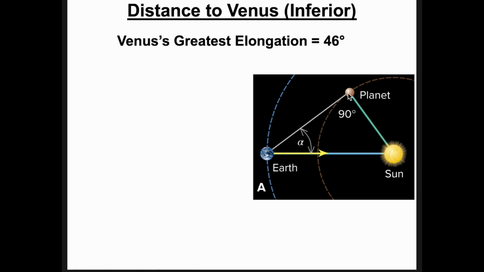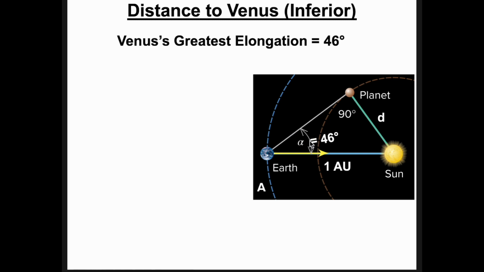He knows that Venus can never be more than 46 degrees away from the sun. So notice we have this nice, perfect right triangle here. We've declared that the Earth-Sun distance is 1 AU, so we're not interested in the Earth-Venus distance, we just want to know the Venus-Sun distance.